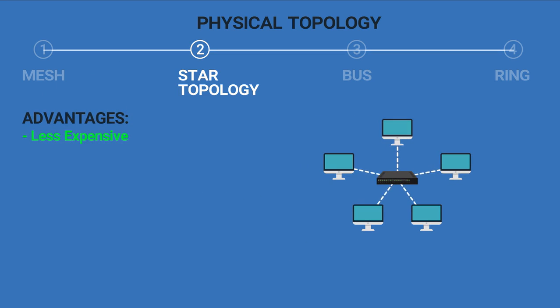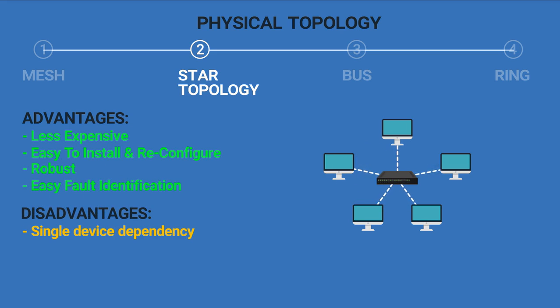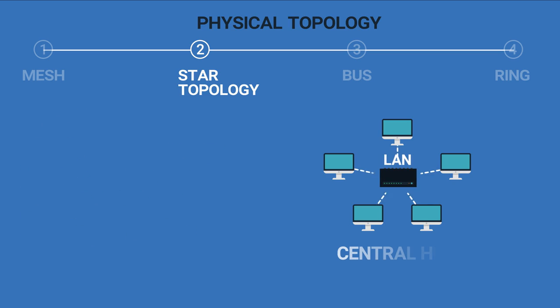Advantages: less expensive than a mesh topology because each device needs only one link and one I/O port. It is easy to install and reconfigure. It is robust because if one link fails, only that link is affected. Easy fault identification. Disadvantages: the whole topology depends on a single device, the hub. If the hub goes down, the whole system is dead. The star topology is widely used in local area networks. High-speed LANs usually use a star topology with a central hub.